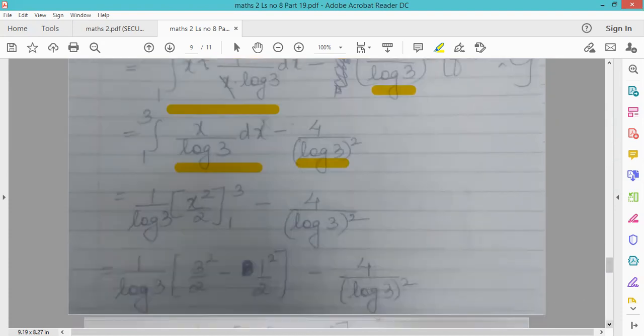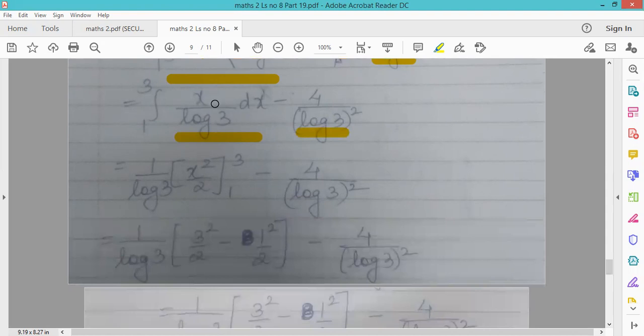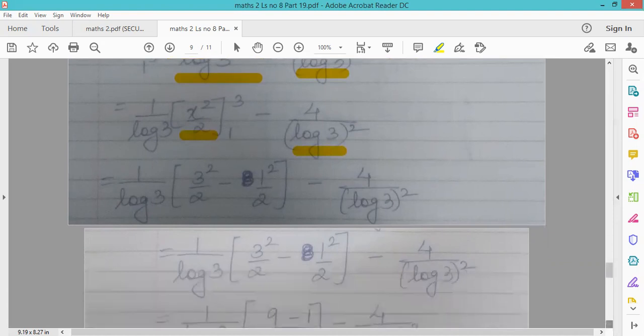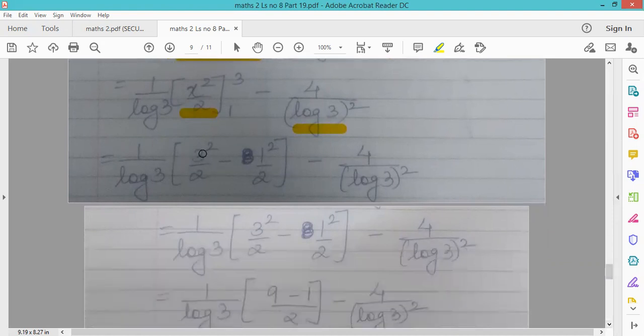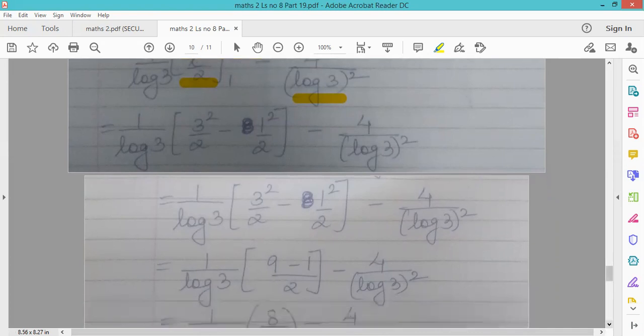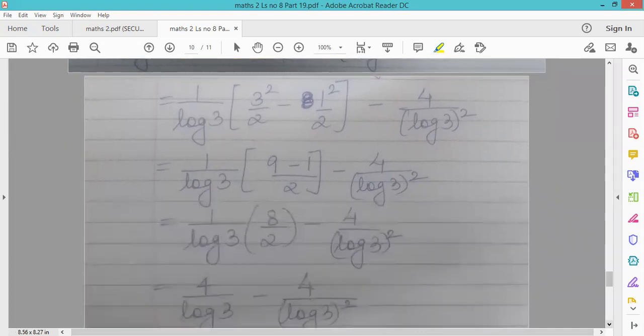So again we'll take out 1 upon log 3 as a constant, and integration of x is nothing but x square upon 2. So the integral gets transferred to the right hand side, 1 to 3, minus 4 upon log 3 the whole square. So now first we'll put the upper limit and then subtract the lower limit. So we get 1 upon log 3 bracket open 3 square upon 2 minus 1 square upon 2, minus 4 upon log 3 the whole square. So 3 square is nothing but 9, 1 square is 1.